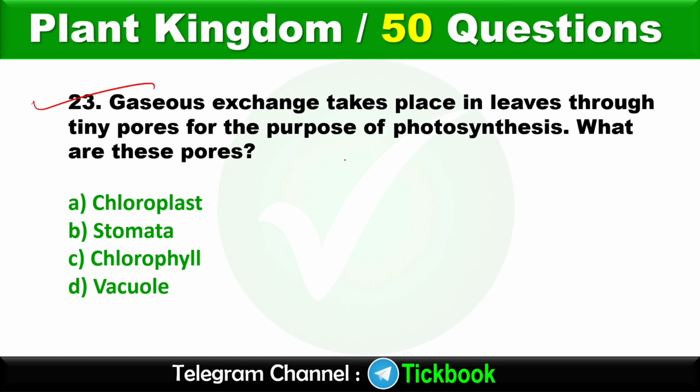23. Gaseous exchange takes place in leaves through tiny pores for the purpose of photosynthesis. What are these pores? Option number B is the right answer, stomata.